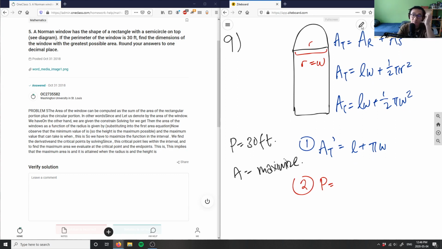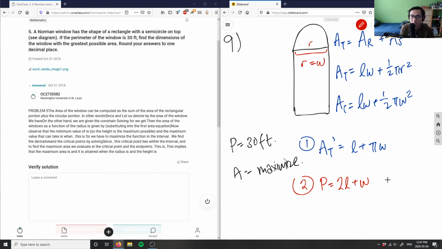So we can say it's simply the 2 lengths plus a width, because we only care about the one width. This one is inside the circle, so we're not going to count the perimeter of it, and we care about basically half of the circumference of the circle.